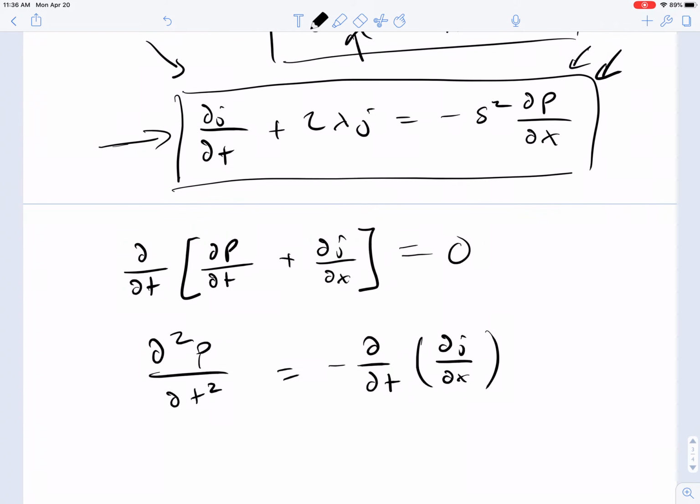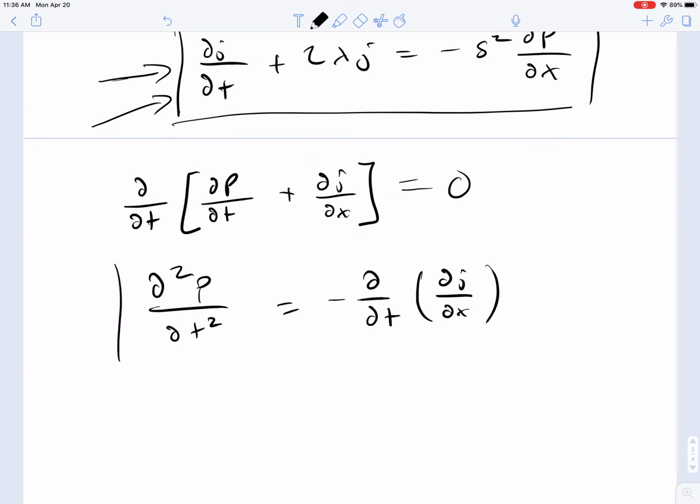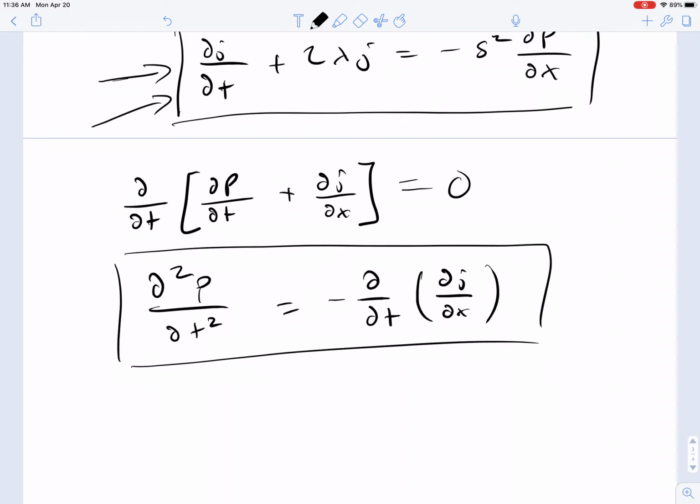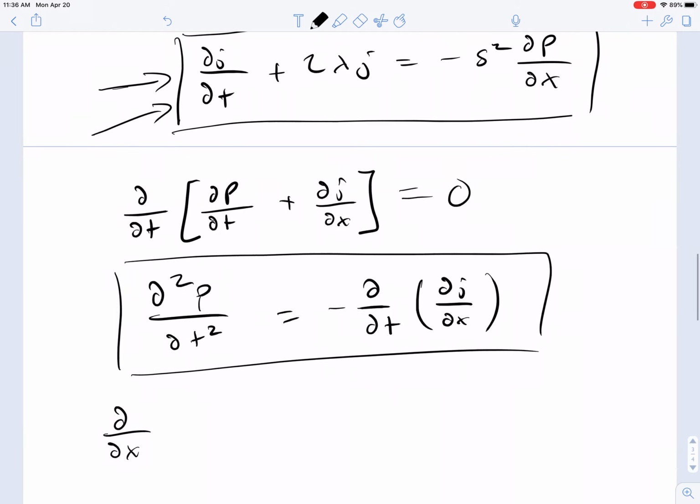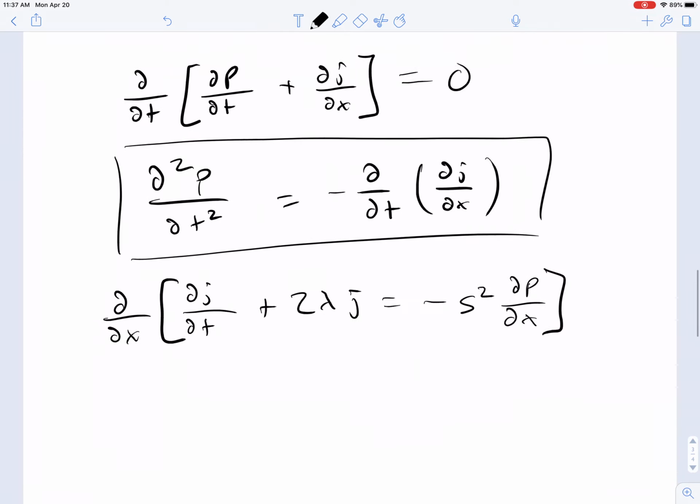Now what happens if we were to do a similar operation to this equation right here? So this becomes a useful equation that we can use later for simplifying. Now what if we take partial by partial x of the other equation? So take partial by partial x of del j del t plus 2 lambda j equals minus s squared partial p partial x.